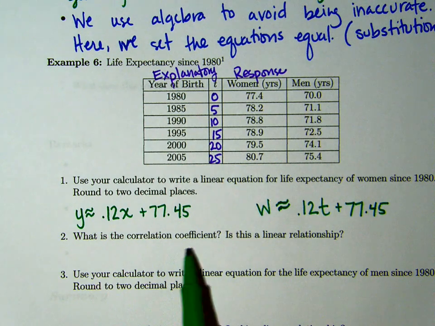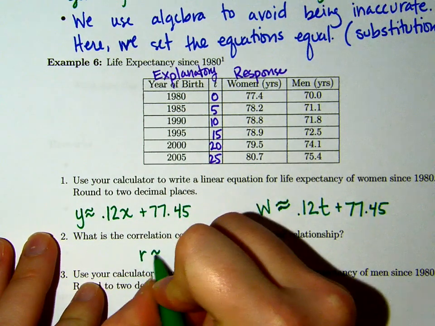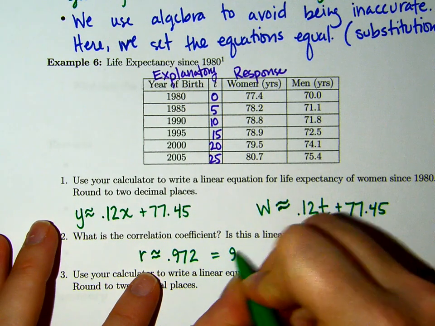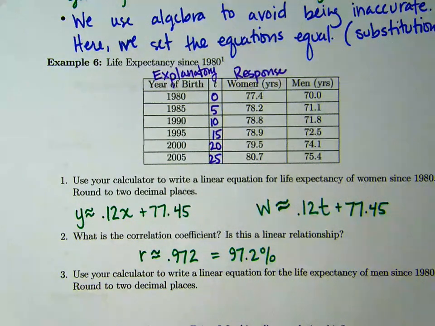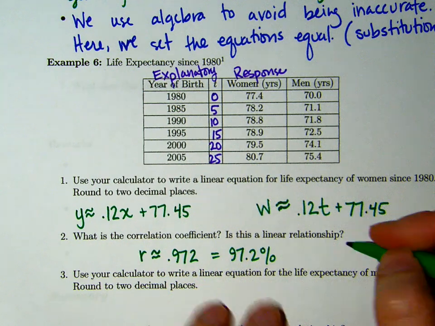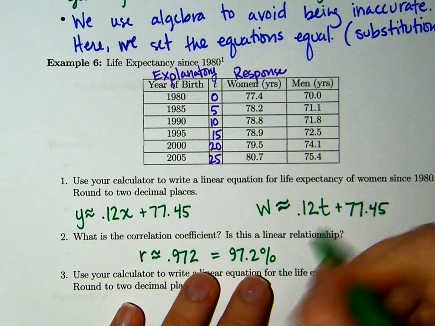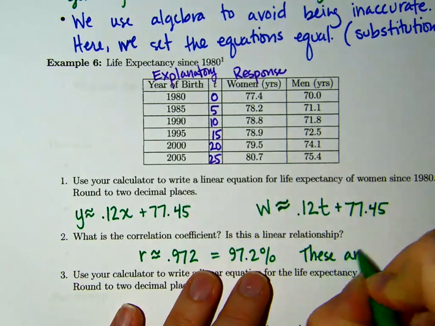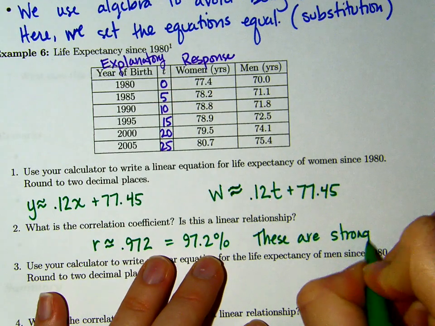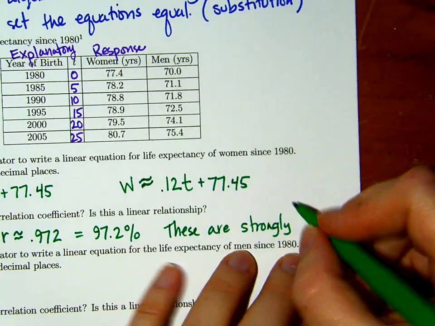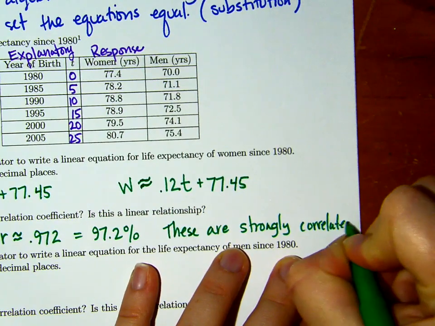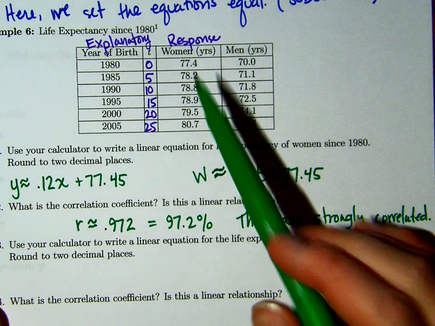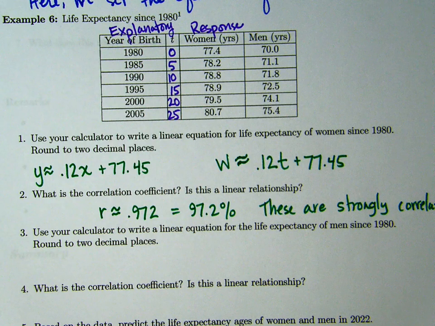Got it. What is the correlation coefficient? Here, r was approximately 0.972, which is 97.2%. It's pretty strong, yeah. Is this a linear relationship? Yes. These are strongly correlated. Got it. Life expectancy and the year, time.